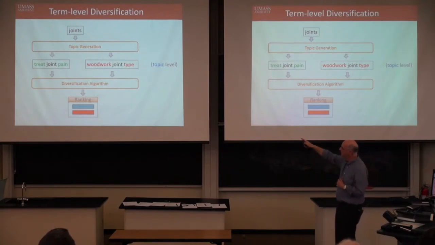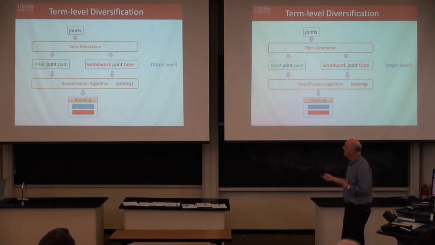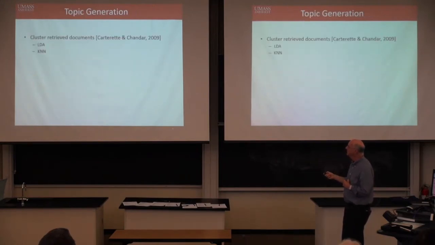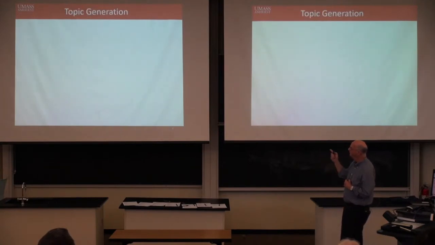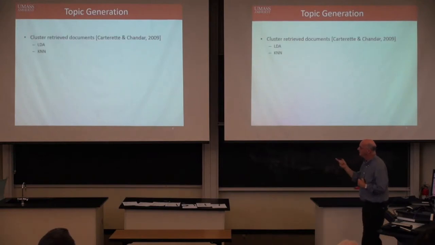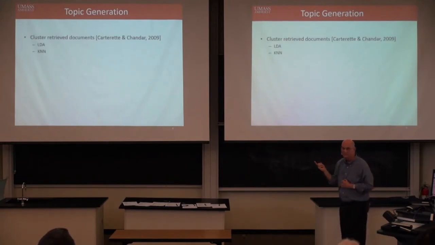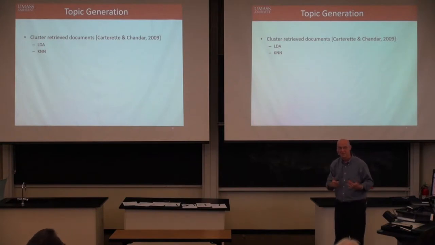And so the big problem there is how do we infer those high-level topics? We use an existing diversification algorithm for that. As I said, one way is to do clustering. We could use a technique like LDA or K-nearest neighbor to cluster the top-ranked documents. And various people have looked at that as a way of inferring these high-level topics.